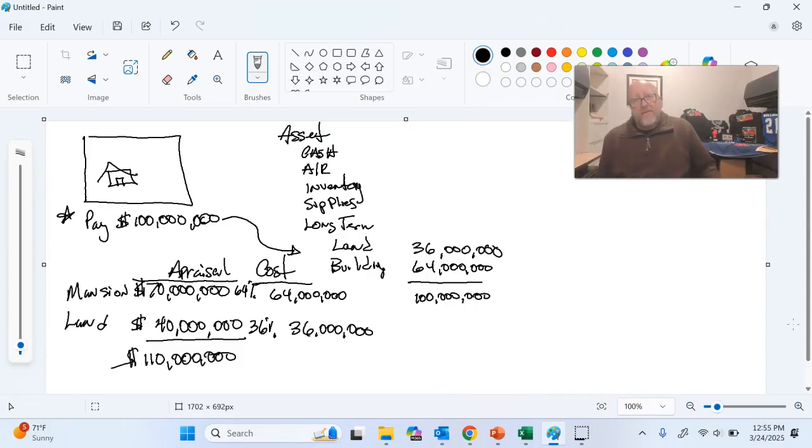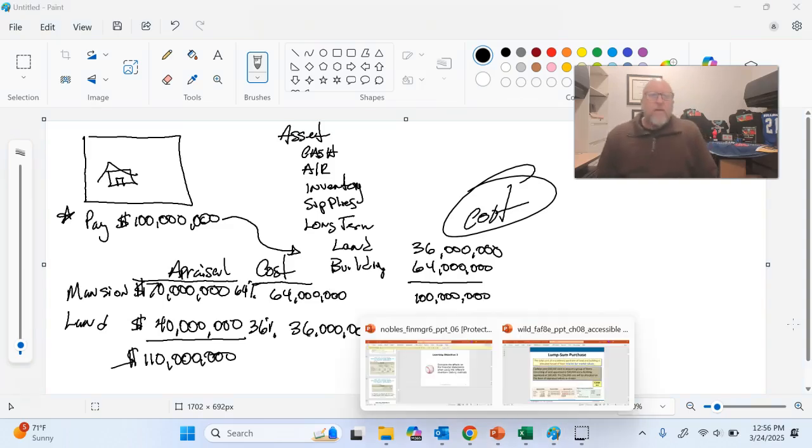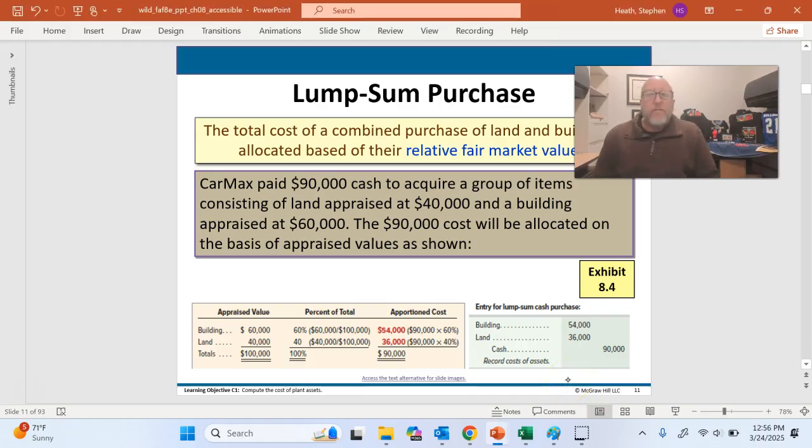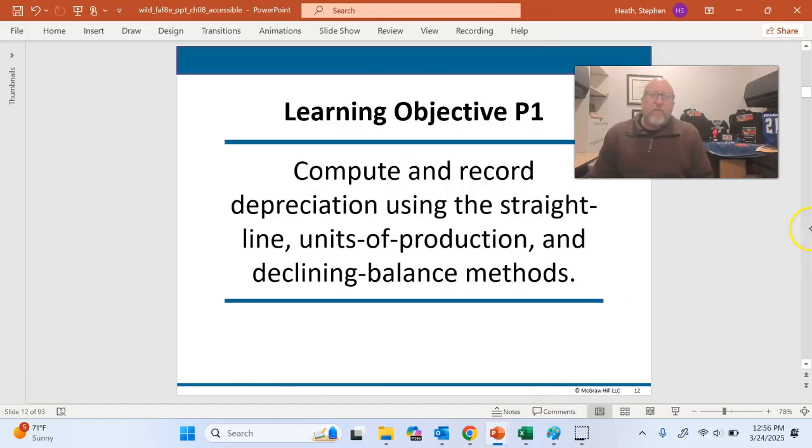That is the lump sum. That's how we would deal with the lump sum purchase of a basket of assets. And it could be land and building. It could be furniture and equipment. It's going to be all sorts of different combinations. But the point is that we put on the balance sheet the cost of the acquisition, not the value of the acquired assets.